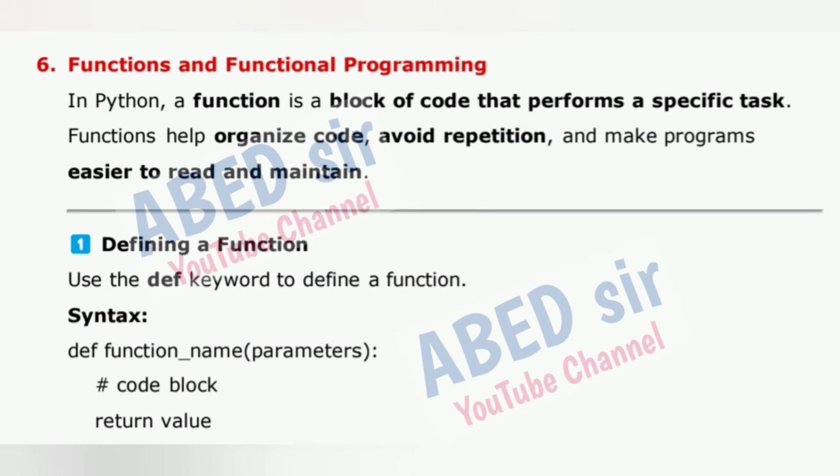Functions and functional programming. In Python, a function is a block of code that performs a specific task. Functions help organize code, avoid repetition, and make programs easier to read and maintain. 1. Defining a function. Use the def keyword to define a function. Syntax: def function_name(parameters): # code block, return value.